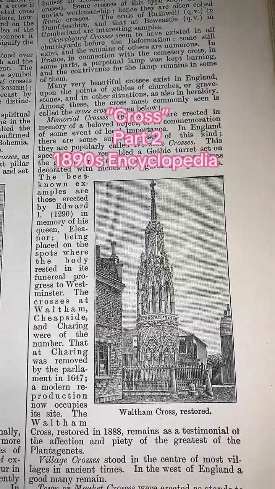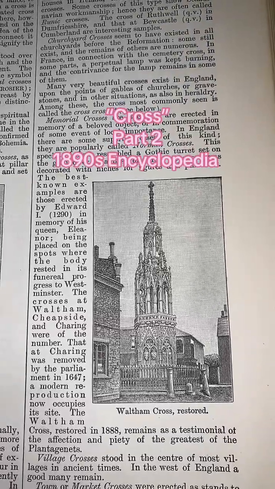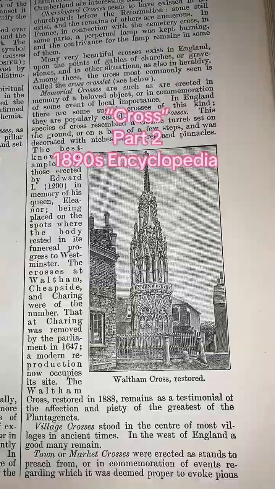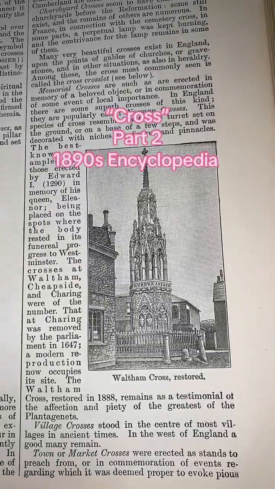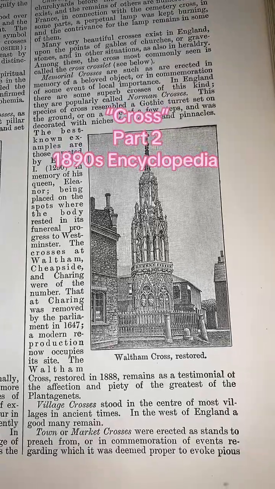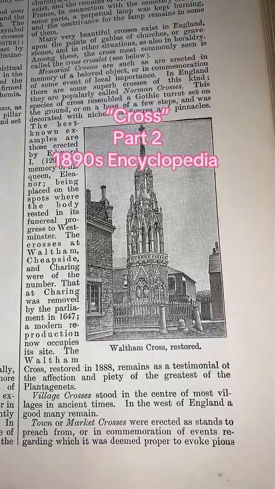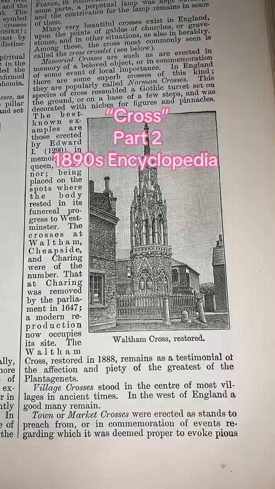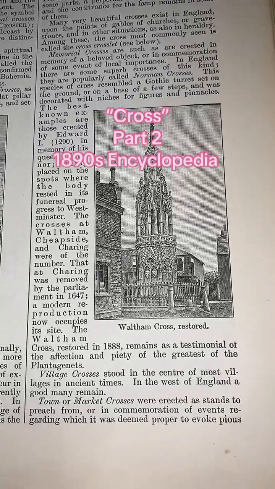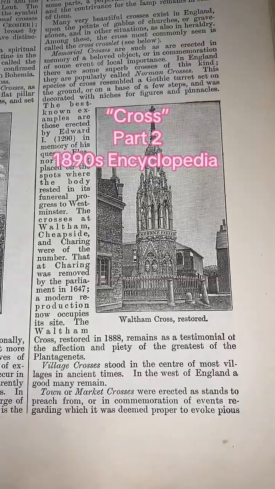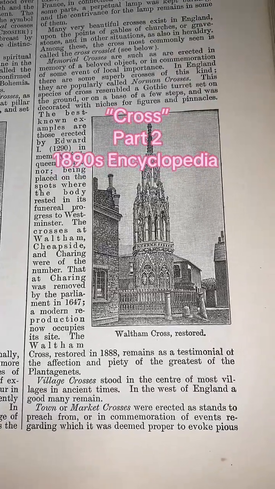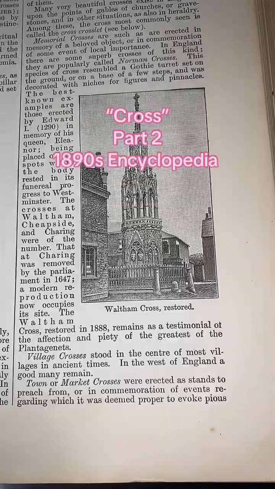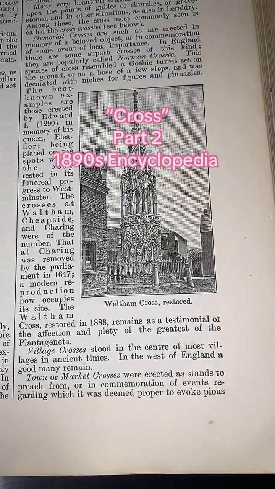The best known examples are those erected by Edward I, 1290, in memory of his queen, Eleanor, being placed on the spots where the body rested in its funeral progress to Westminster. The crosses at Waltham, Cheapside, and Charing were of the number. That at Charing was removed by the Parliament in 1647. A modern reproduction now occupies the site. The Waltham Cross, restored in 1888, remains as a testimonial of the affection of piety of the greatest of the Plantagenets.